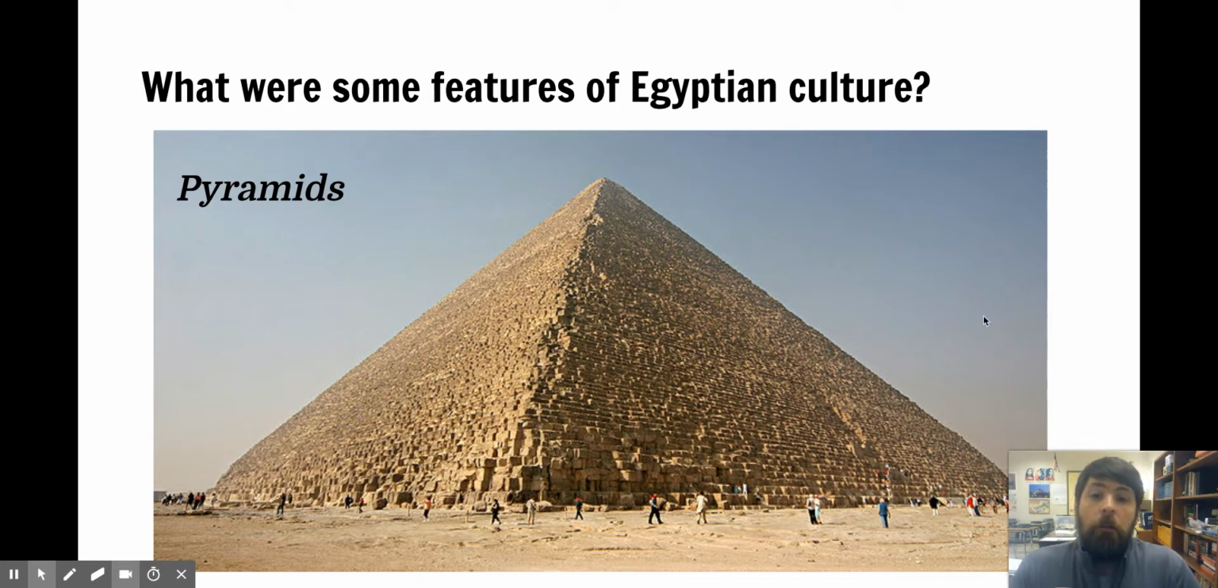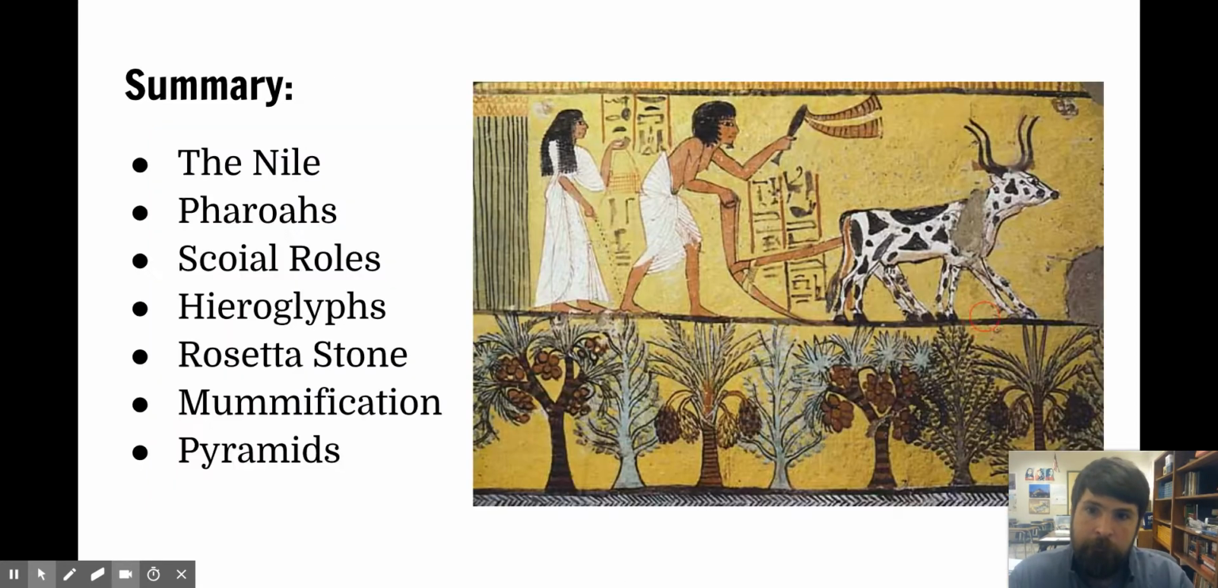Pyramids, which you probably have heard about before, are massive buildings in ancient Egypt that were used as tombs for pharaohs. This is basically a huge gravestone. And it's the most famous example of Egyptian architecture.